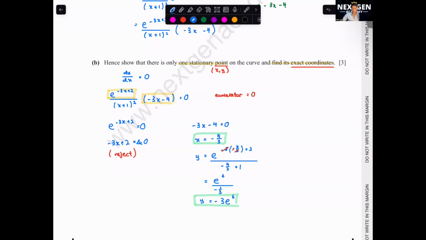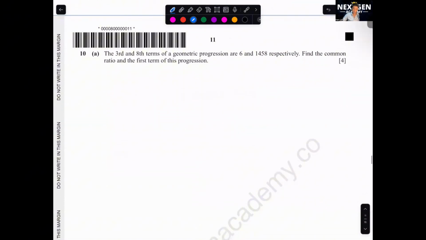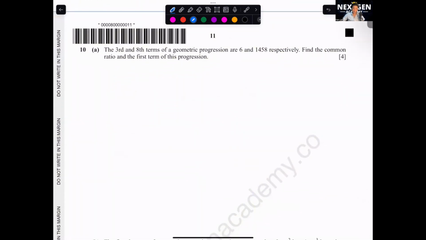All right, question 10. The third and eighth term of a geometric progression are 6 and 1458 respectively. Find the common ratio and the first term of this progression.